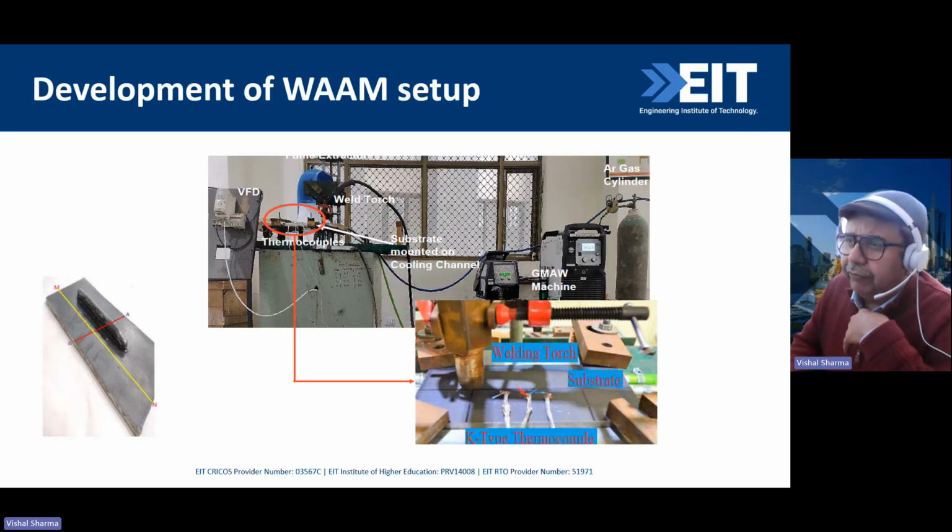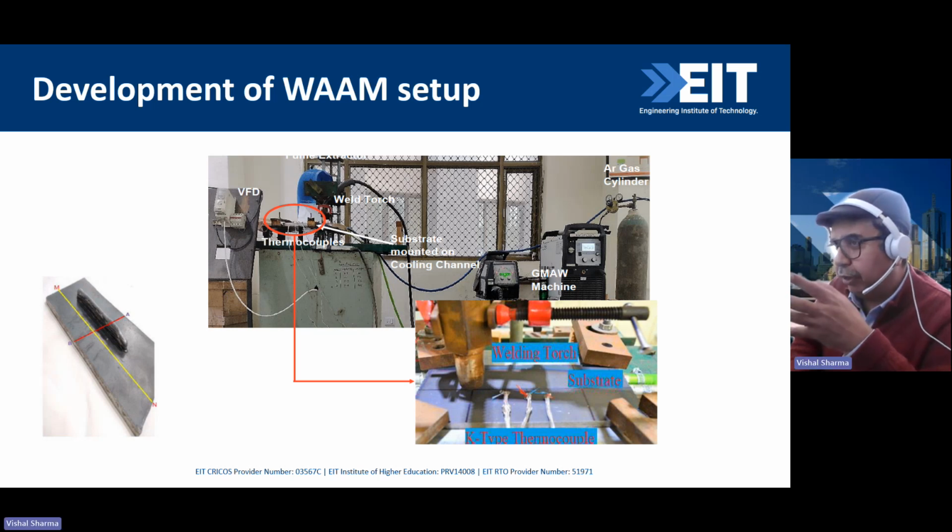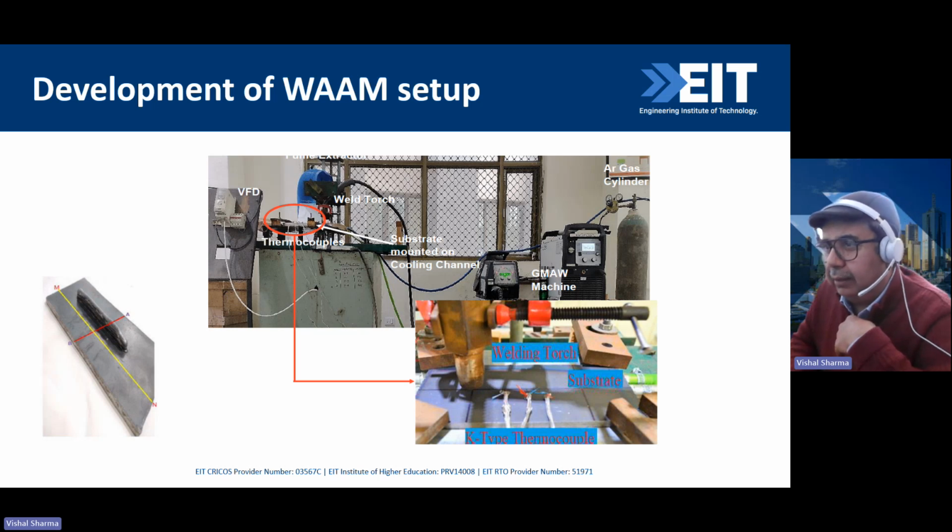Another development: if somebody has a welding machine, you can easily convert it to a wire arc additive manufacturing setup. This is what we did. We had a GMAW welding machine available with us. We added two CNC controllers, for X and Y, and then we could use this machine as a WAAM setup. So we can see what setup we have in our lab, and then by adding a few things to it, we can use it as a WAAM.